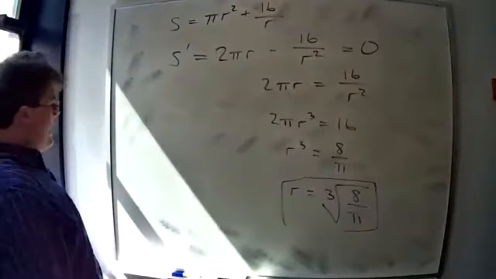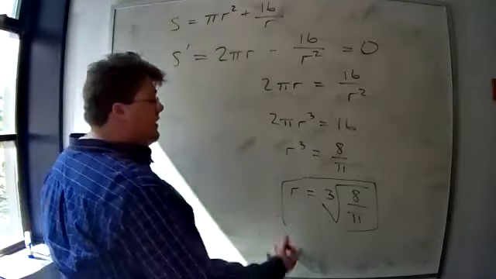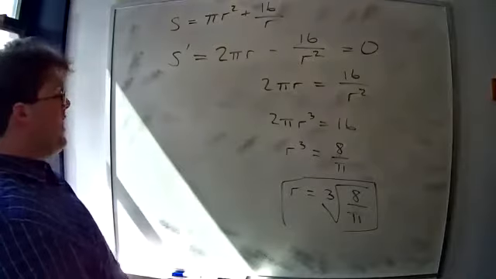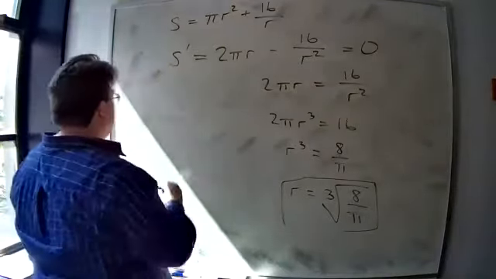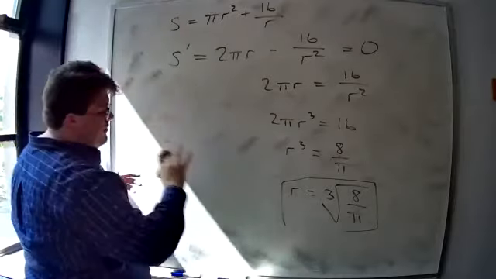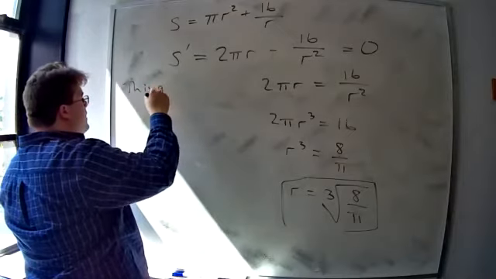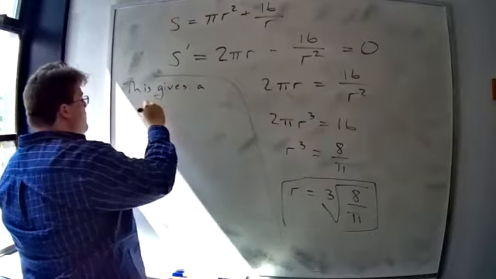That's fine. But right now, we need to show that this gives a minimum. I mean, it could, according to the calculus, give a maximum. Why does this give a minimum? I would normally write this under that, but I'm going to write it over here instead. This gives a minimum.